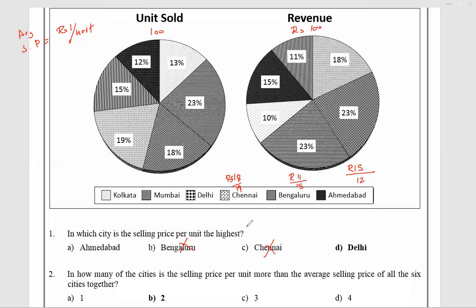Next is Delhi. Delhi is this one. 18 units. 23 rupees. So either it is Delhi or it is Ahmedabad. What I can do, I will make the denominator of Ahmedabad 18.